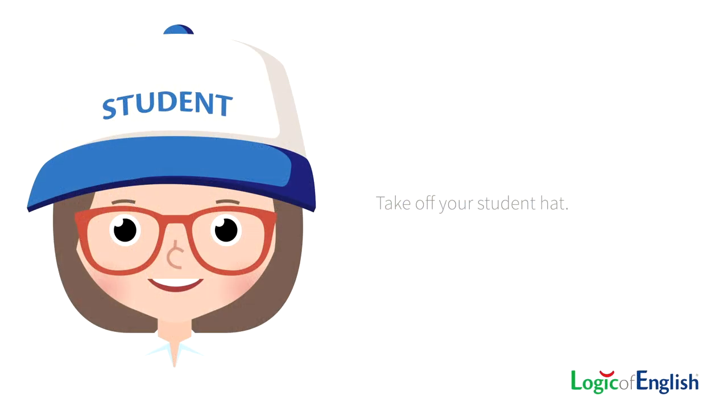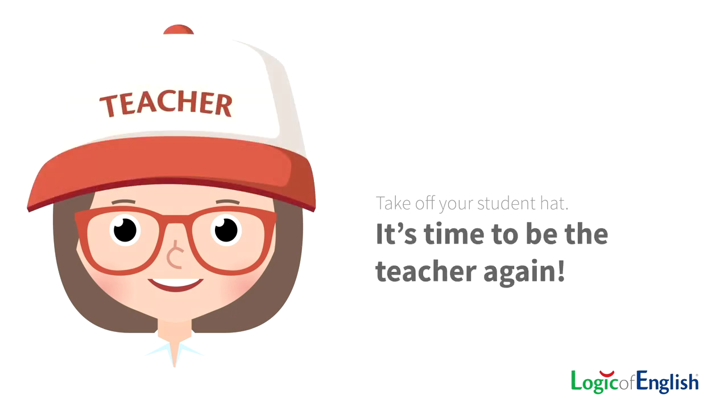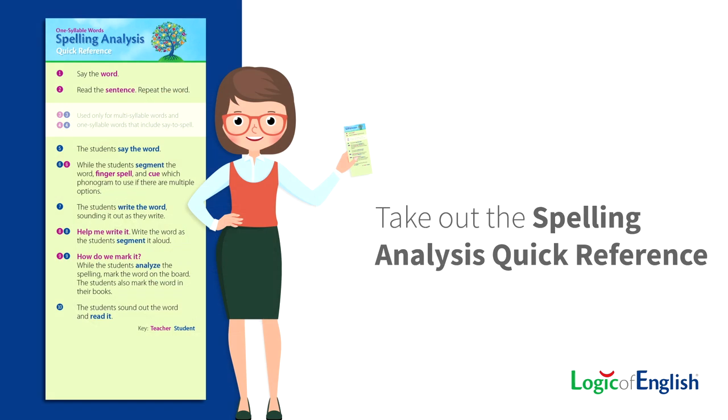All right, you can take off your student hats for a moment and go ahead and put on your teacher hats. And while you do this, take out your spelling analysis quick reference. It was included in your teacher training manual. And turn to the side that says one-syllable words. So this quick reference has two sides, and you will need the one-syllable word side. We are going to step through this process together, and I am going to read the role of the student, and you are going to be the teacher this time.